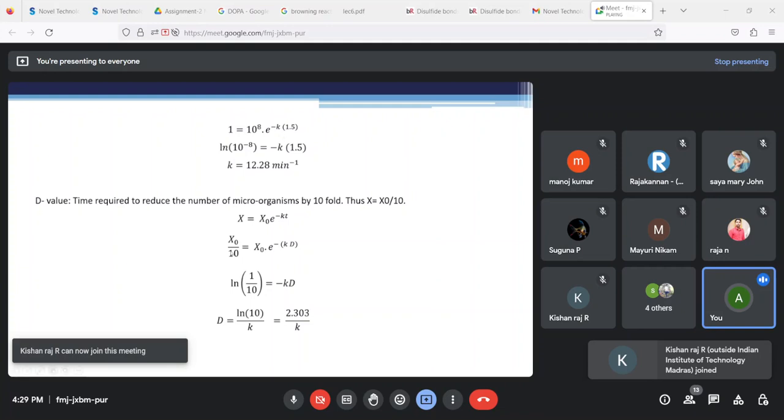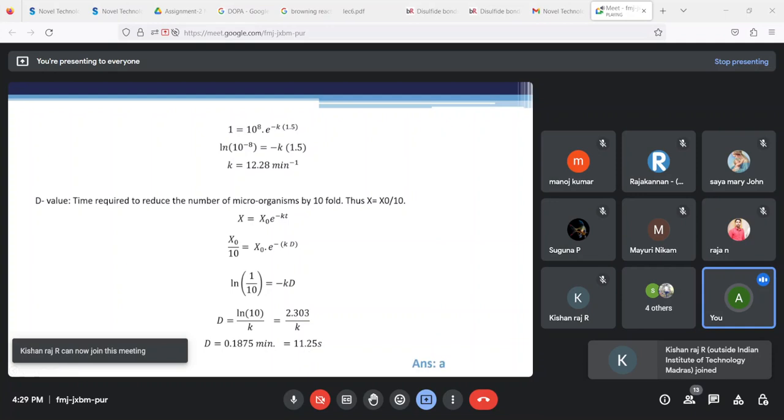You can substitute the k value that you obtained in this equation. This is a proper formula; you can use it in other problems as well. So D is equal to 2.303 divided by k, and when you substitute k as 12.28, you get 0.1875 minutes, and when you convert it into seconds by multiplying by 60, you get 11.25 seconds. The answer is option A.